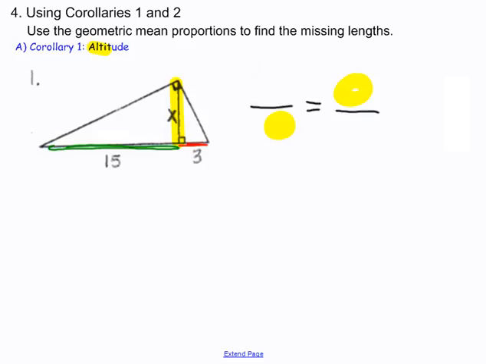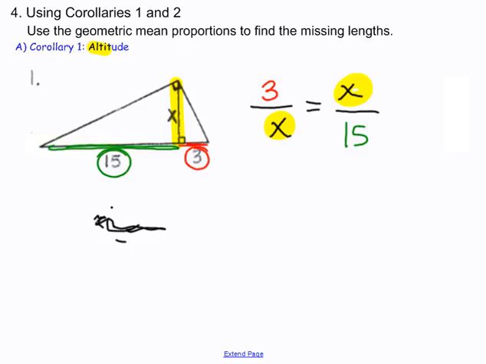Well, x happens to be the altitude. So we're going to put in here x and x. All right. Next, we're going to use the short leg, the short side of the hypotenuse, this red one right here. So we're going to use 3. And then the 15 goes right here.